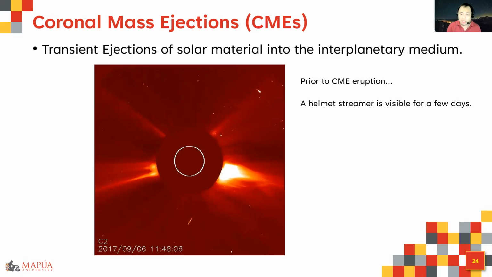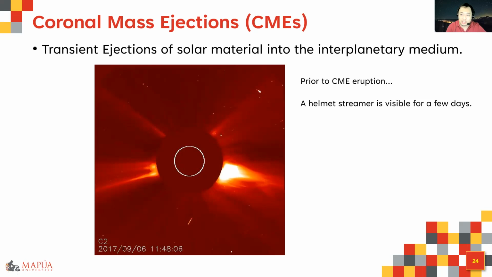Prior to a CME eruption, you can see that there are helmet streamers. So these are your helmet streamers. A helmet streamer is usually visible for a few days. This is already at around 11:48 UT of September 6. But if we trace back the day before, on September 5, you can see that it's already visible, because of the active region that I previously mentioned.